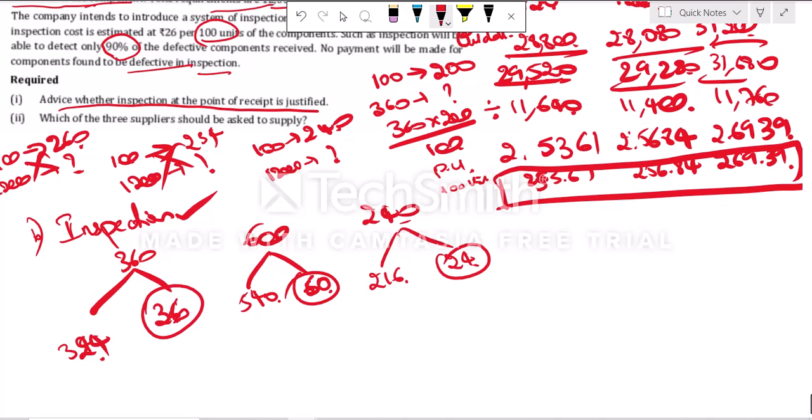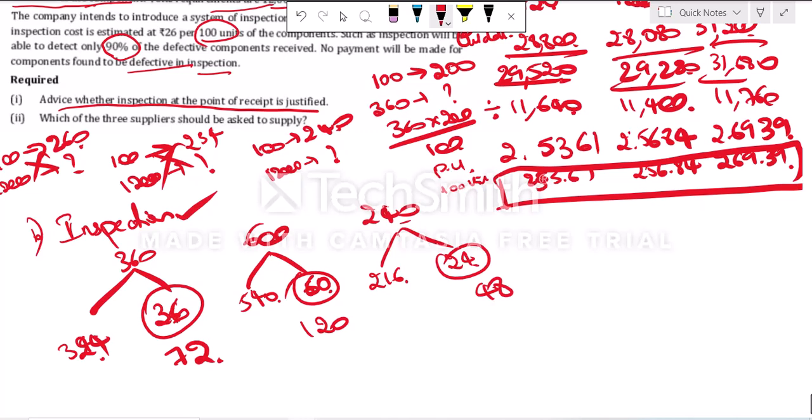So 36 into 200 by 100, 72 is the loss due to defective products. 60 into 200 by 100, 120 here. 24 into 200 by 100, 48 in the third case.